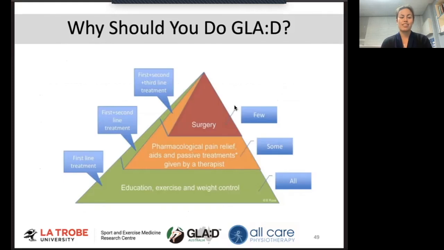So if we revisit this treatment pyramid again, we can see that GLAD provides a way for people with hip and knee osteoarthritis to receive the best first-line treatment of education, exercise, and weight management strategies, which is the recommended and proven first-line treatment for hip and knee osteoarthritis. There are a variety of second and third-line treatments that can be offered to people if first-line treatment doesn't work. However, only about 10 to 15% of people really need to end up at this third line of surgery. So GLAD is the best first treatment for hip and knee osteoarthritis.